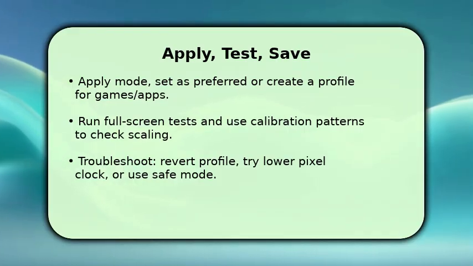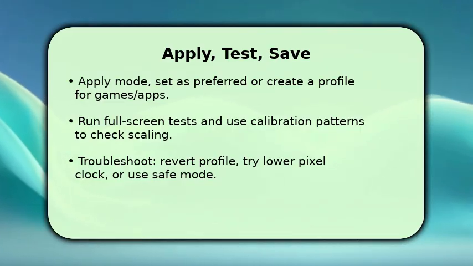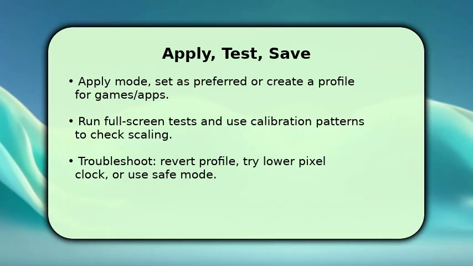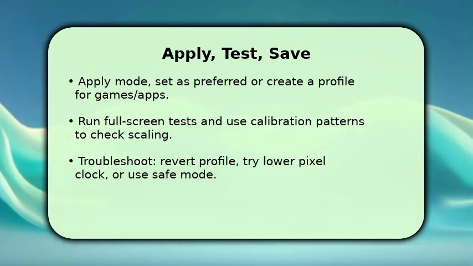If problems arise, first revert to the previous safe mode, then lower pixel clock or choose a more conservative timing. That single troubleshooting tip: undo and reduce one parameter.